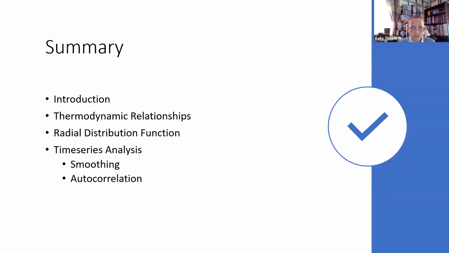All right, so that brings us to the end of today's talk about the time evolution and analysis of trajectory analysis. So we had an introduction today. We talked about the thermodynamic relationships to use those properties which we can measure in order to pull out the properties of interest that are the thermodynamic variables. We also talked about the radial distribution function. So the radial distribution function is useful for understanding whether or not the system has reached equilibrium or not. And we also talked about the time series analysis, the methods we discussed, smoothing, and the autocorrelation.